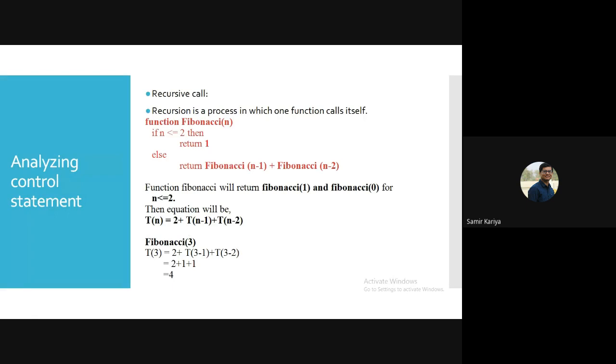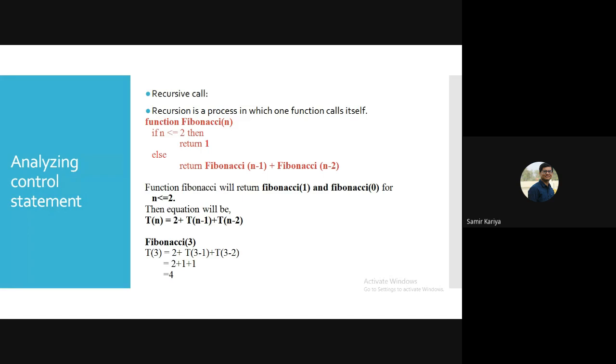Now the question is, sir, how can we find out the time complexity for this recurrence relation? That will be studied in the next unit. This equation is known as the recurrence relation. And in the next unit we will discuss how to solve this recurrence relation using the master method and divide and conquer methods.